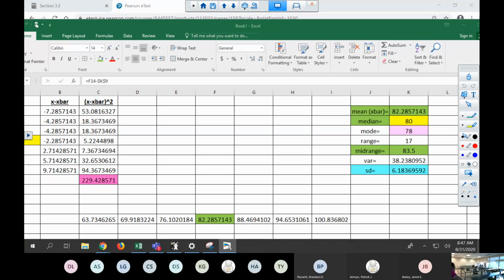If the standard deviation is large, that means the spread is large. If the spread is large, that means that the numbers are spread out. Your X's are spread out.